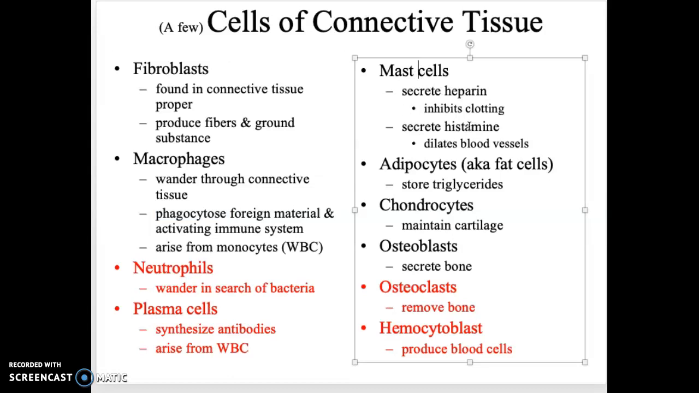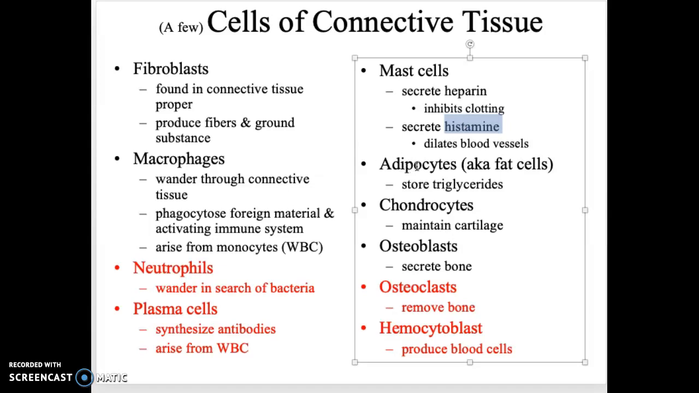They also secrete histamine, which dilates your blood vessels. Histamine is what's responsible for your allergic reactions. So if you get a really allergic reaction from like a cat or a dog or something, your eyes get really teary, you might get redness, you get a runny nose, all of that because your blood vessels are dilating.